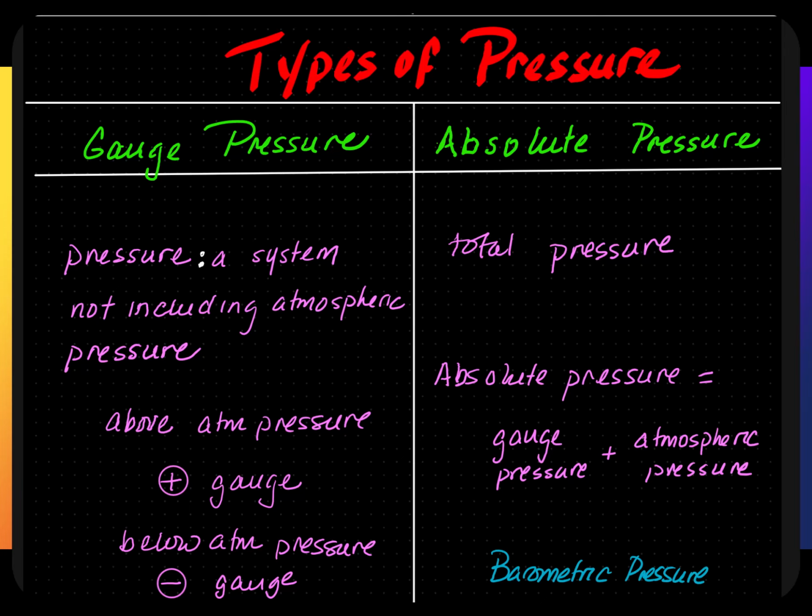Absolute pressure is also known as total pressure. Absolute pressure equals the gauge pressure plus the atmospheric pressure. This is also known as barometric pressure.